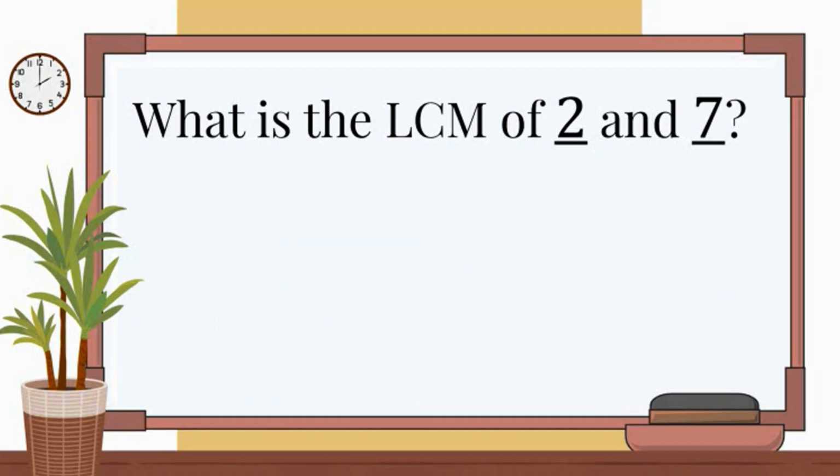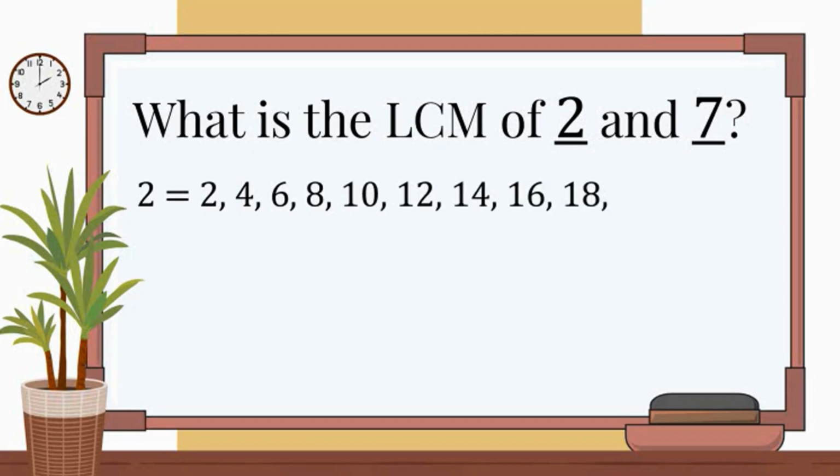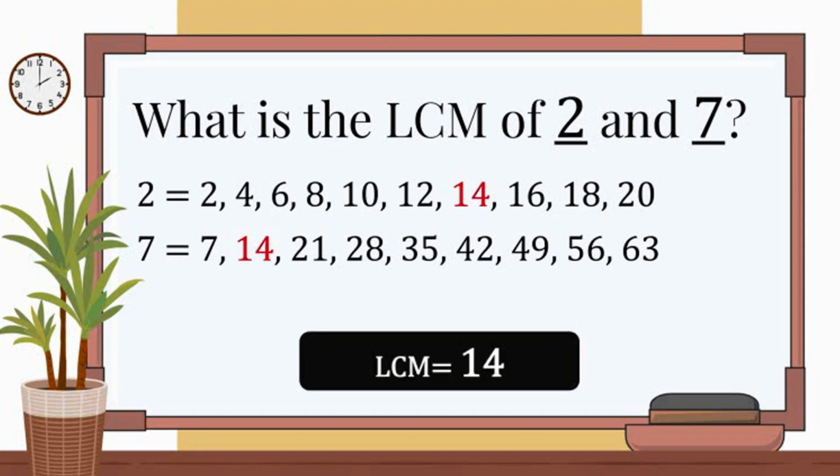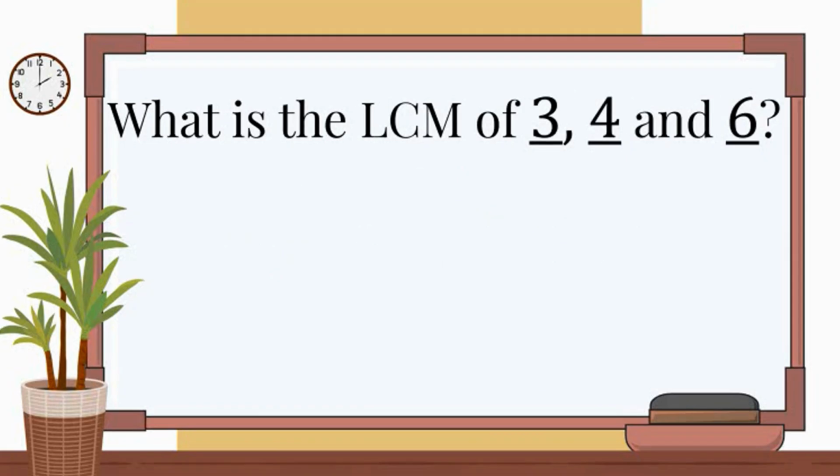Let's try another. What is the LCM of 2 and 7? First, we will list the multiples of both numbers. Starting with 2, the multiples are 2, 4, 6, 8, 10, 12, 14, 16, 18, and 20. The multiples of 7 are 7, 14, 21, 28, 35, 42, 49, 56, and 63. Now we will find the common multiples, and in this batch there is only one, the number 14, and so our LCM is 14.